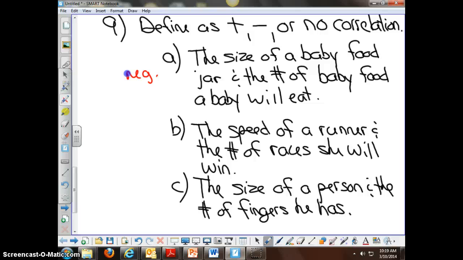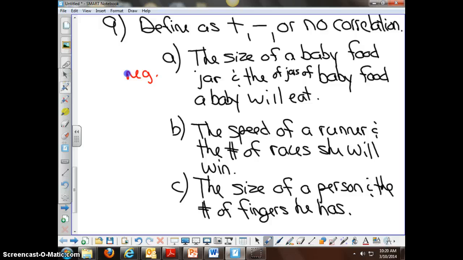Okay, so the size of a baby food jar and the amount, let's call this the amount. This is a bad sign to have here. And the amount of baby food a baby will eat. The size of a baby food jar. I'm sorry. This is really bad example. The number of, this might change your answer too, Jenna. And the number of jars, sorry guys, of baby food a baby will eat. Actually, it's not going to change your answer. It shouldn't change your answer, but it's going to make it more clear.